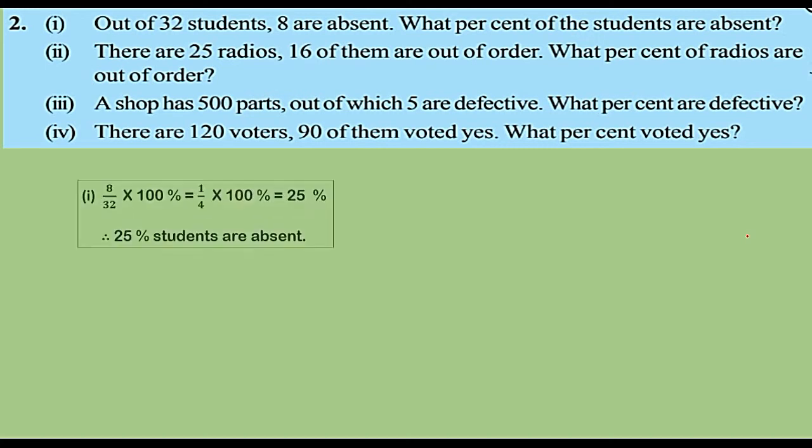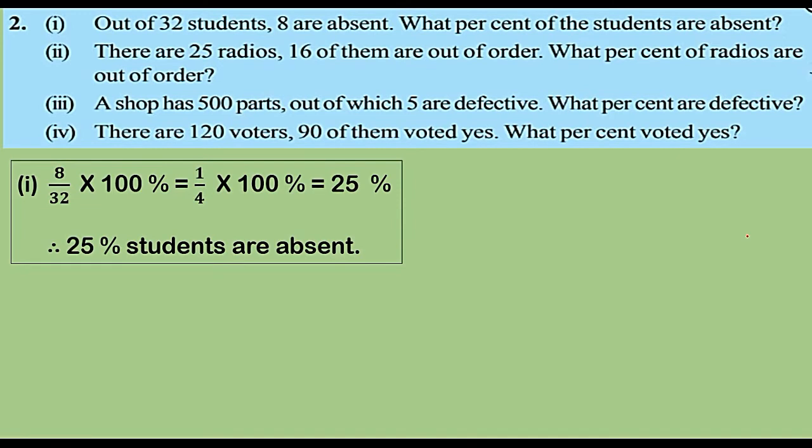So 8 out of 32, then how much out of 100? Multiply by 100. So 8 ones are, 8 fours are. You get 1 upon 4. Multiply by 100. Again cut it. 4 ones are, 4 into 25. So what you get? 25%. So 25% students are absent.